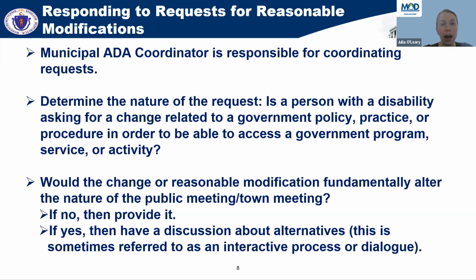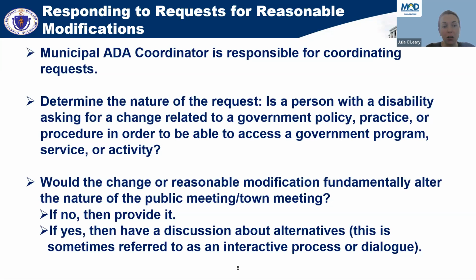The next step is you have to determine whether or not that reasonable modification request is reasonable. And in most circumstances, the default under Title II is that it's probably going to be reasonable unless that change would fundamentally alter the nature of the public meeting or town meeting, or if it would be unduly burdensome, either financially or administratively, to effectuate that request. So if it wouldn't be a fundamental alteration to the meeting, you should provide it.